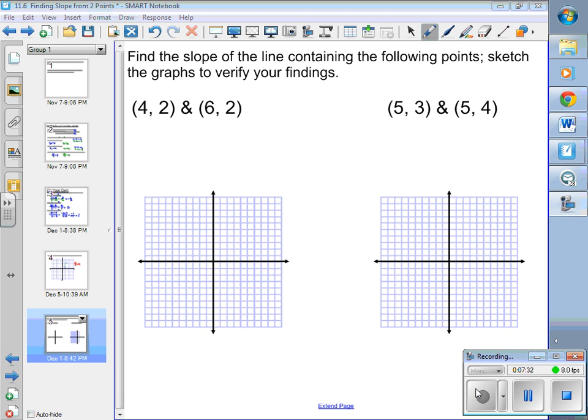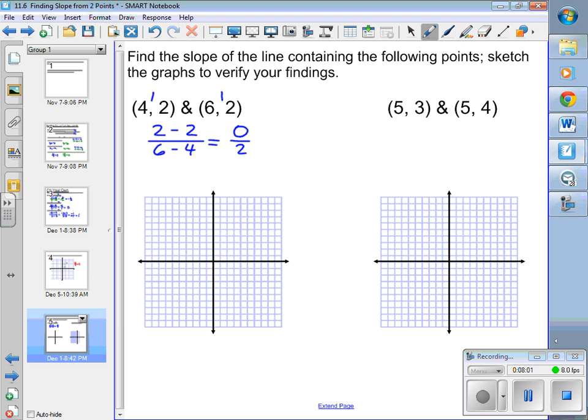Let's go ahead and look at, we have 1 and 2. So we do 2 minus 2 over, I'm going to pick one, 6 minus 4, I guess. And we get 0 over 2. Well, that looks kind of fishy, doesn't it? So let's see what happens when we plot this out. So what do we call this when we have 0 over 2?